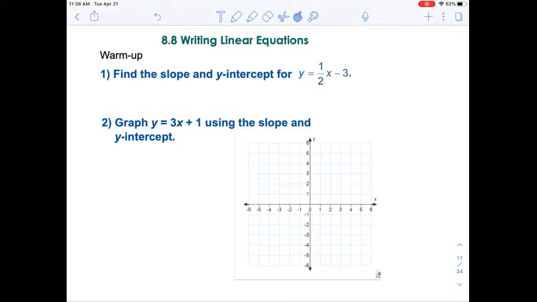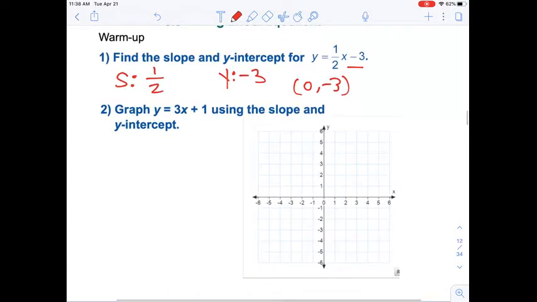Lesson 8.8 is on writing linear equations. So just a couple warm-ups. The first problem says find the slope and y-intercept for this equation. So our slope is that number before our x. So in this case, our slope is 1/2. Our y-intercept is what comes after that slope in our x. So -3. You could either write that as -3, or you can give me the coordinate 0, -3.